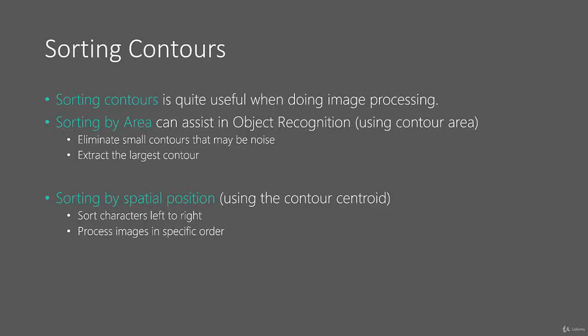Furthermore, sorting by spatial position allows us to sort characters. Suppose you're looking at handwritten text. It allows us to sort characters left to right, which is exactly how our brain processes it. So now let's take a look at these sorting algorithms I've developed in the code.